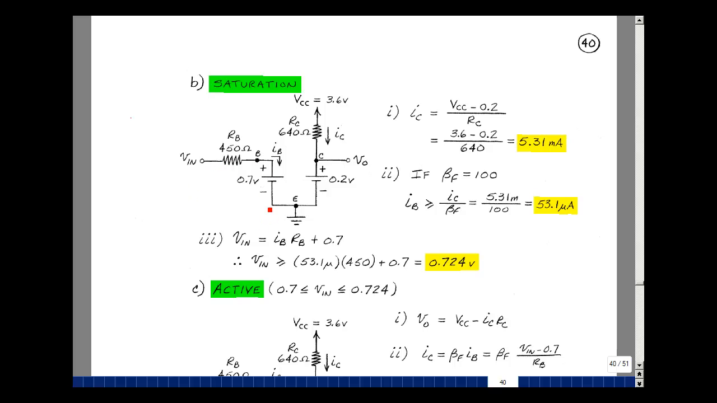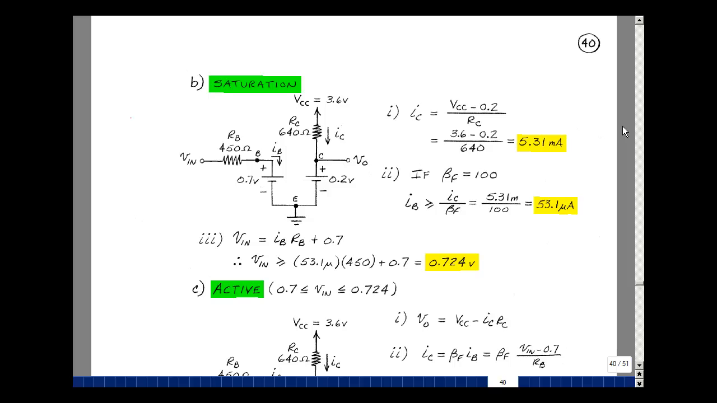Let's go around this loop. The rise in voltage is V in. The drop is IB times R sub B plus 0.7 back to ground. That's this equation right here. But we know that I sub B needs to be greater than or equal to 53.1 microamps. That means that Vin needs to be greater than or equal to 53.1 microamps times R sub B of 450 plus 0.7, and that's 0.724.